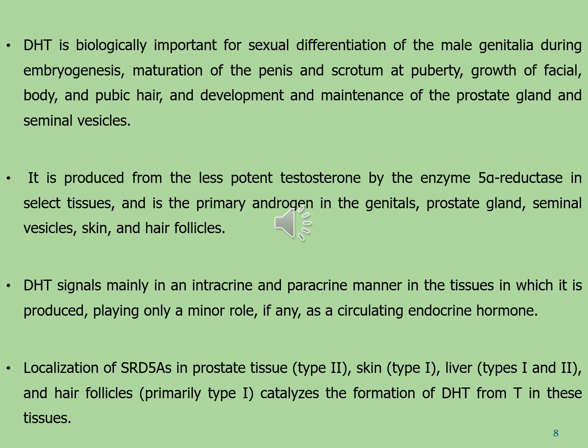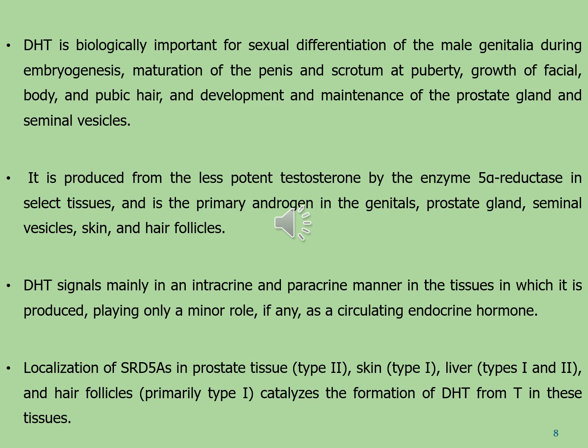Dihydrotestosterone is biologically important for sexual differentiation of the male genitalia during embryogenesis, maturation of the penis and scrotum at puberty, growth of facial, body and pubic hair, and development and maintenance of the prostate gland and seminal vesicles. It is produced from the less potent testosterone by the enzyme 5-alpha reductase in selected tissues and is the primary androgen in the genitals, prostate gland, seminal vesicles, skin, and hair follicles.